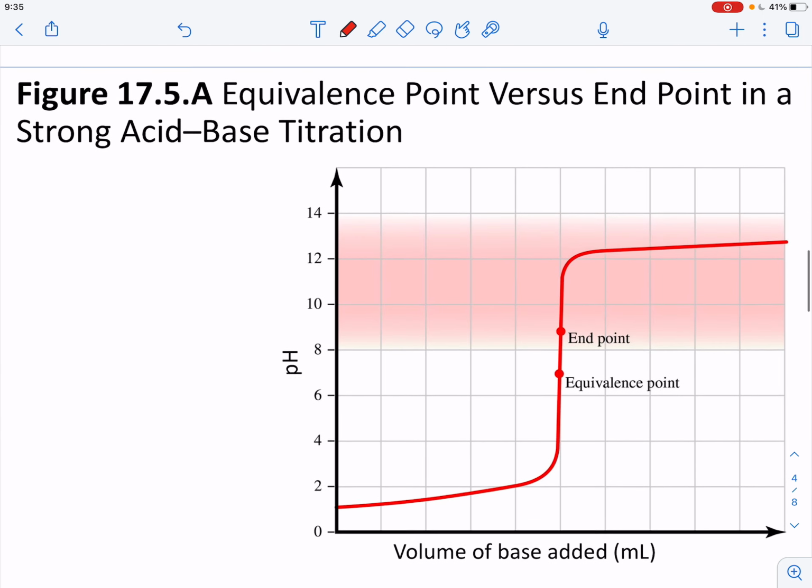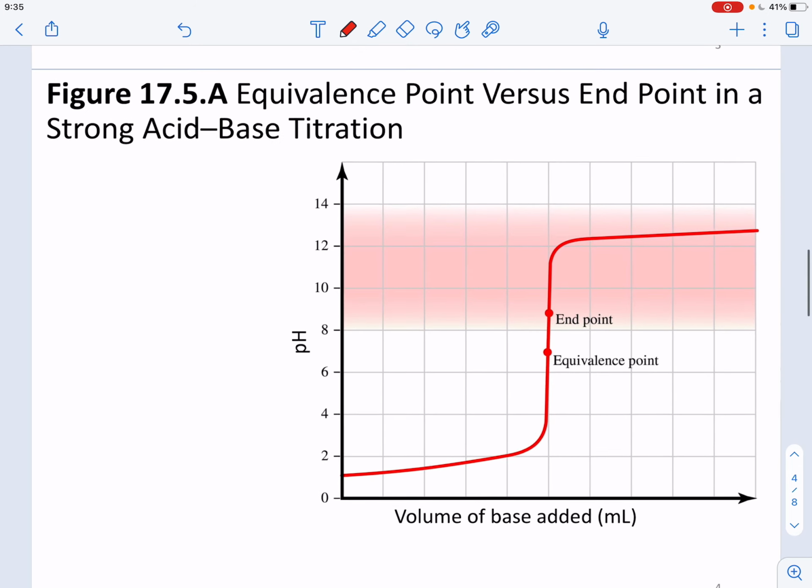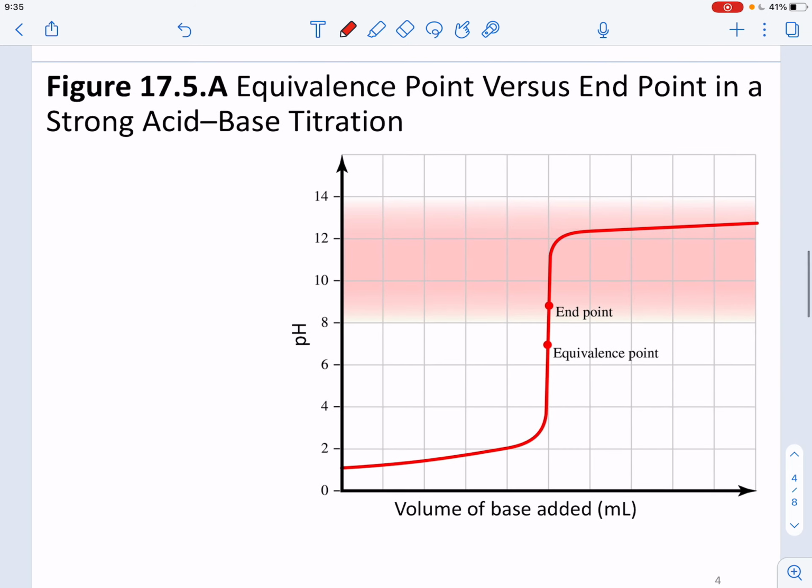So more frequently than not, what we have is this situation. In this case, this is a titration of strong acid with strong base. How do we know that it's a strong acid? Well, you are starting at low pH, so it's an acid. Okay, there is no jump here at the beginning when you start adding the base.